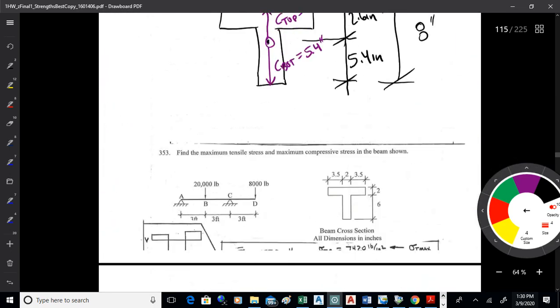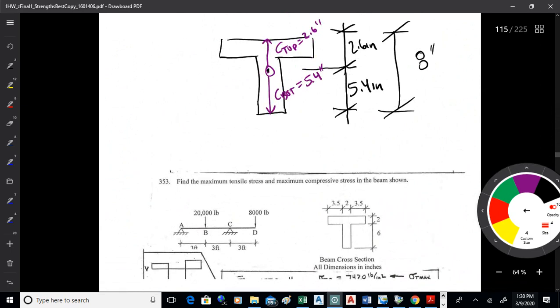So do we have any questions on that one? 351, similar deal.